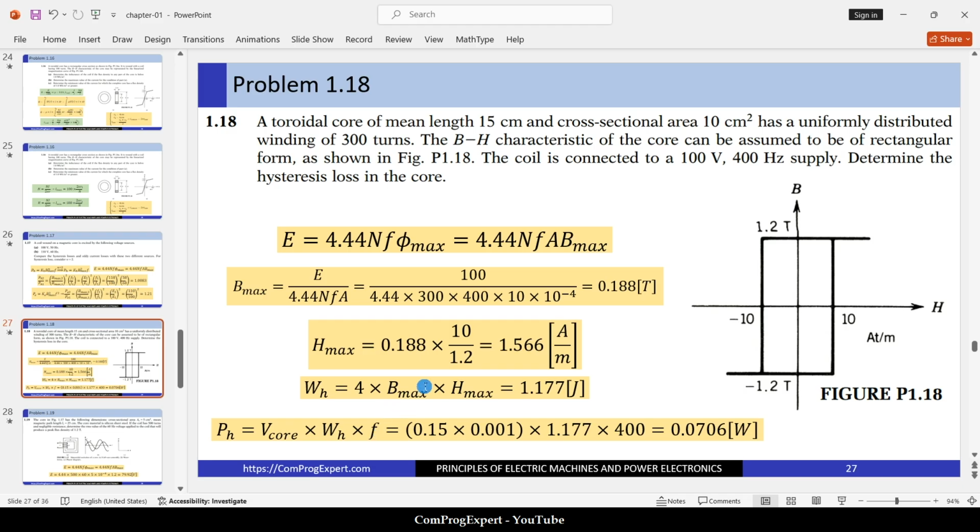You can replace the dimensions. The volume of the core is the mean length times the cross-section area. Here the unit is centimeter, we should convert it to meter. And the area is centimeter square, we should convert it to meter square. This is the energy lost and this is the frequency. So we have this amount of hysteresis loss for the core.